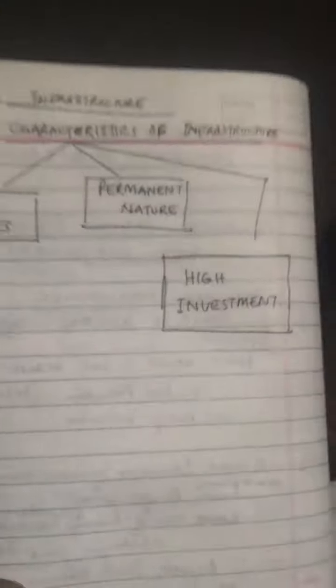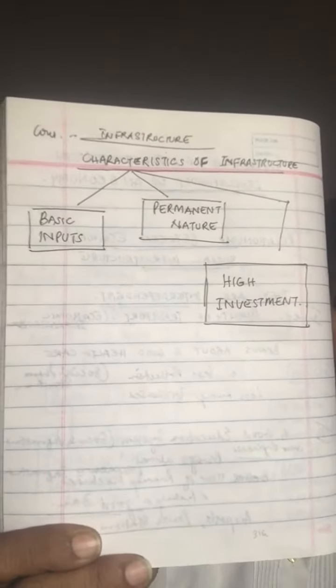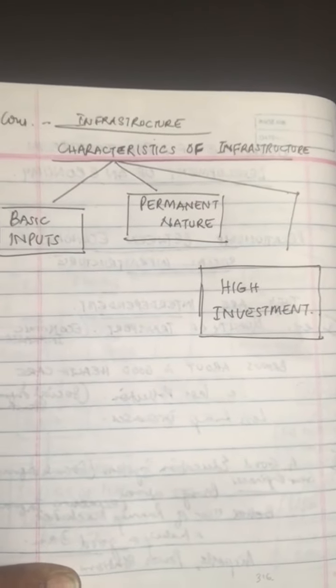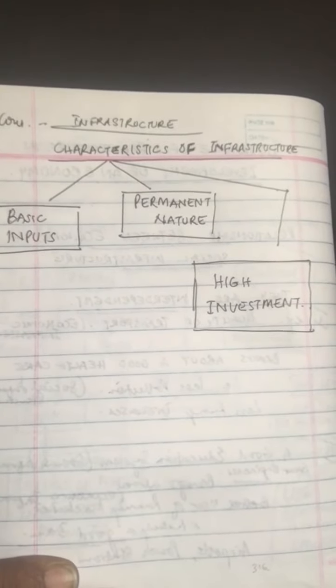We can subdivide them into many points, but generally you get a question as to what is infrastructure, or what are the characteristics or qualities of infrastructure. So I want you to go through this. It's very simple. Just go through what the characteristics are. So the characteristics would be, say, basic inputs. Let's take the first one.